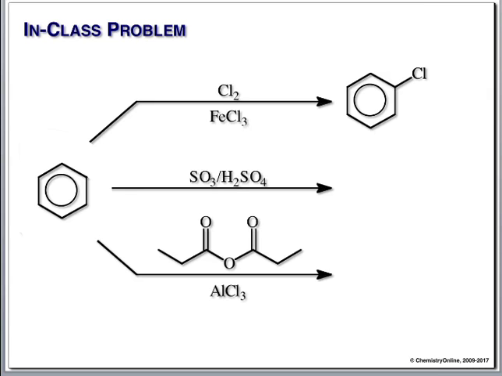This is an acid anhydride. In the presence of a Lewis acid, we do Friedel-Crafts acylation. So we're going to put an acyl group, that's going to be one of these ends, like this, and that's going to attach to the benzene ring. Here we have the ketone, phenyl ethyl ketone.